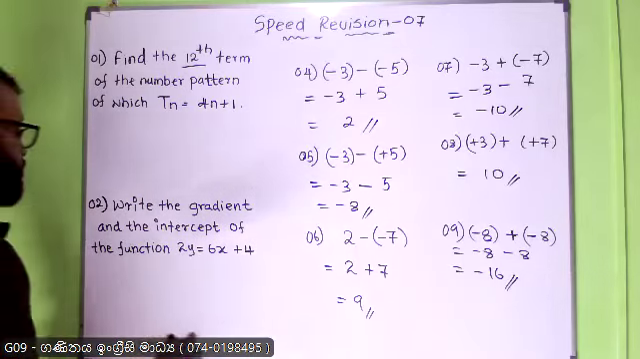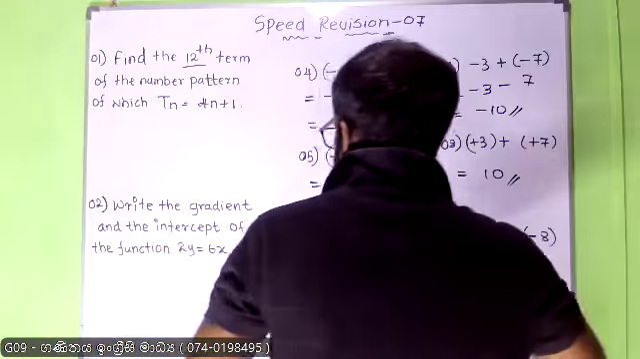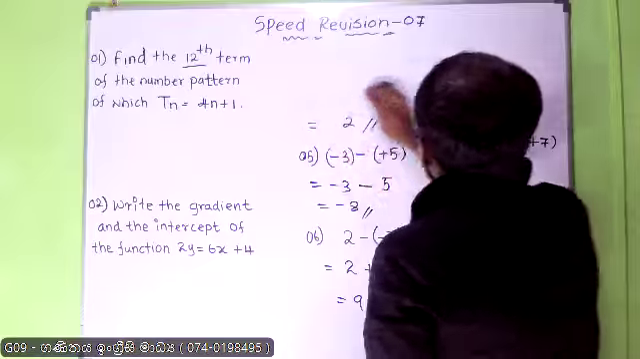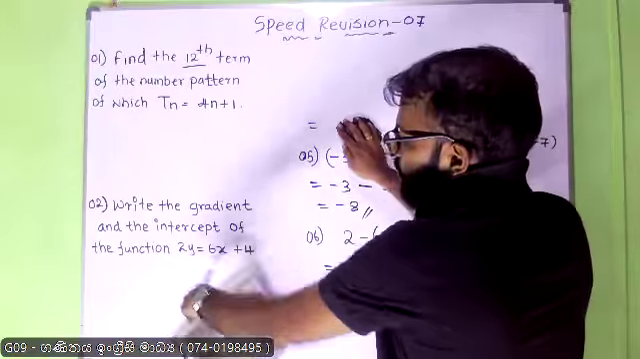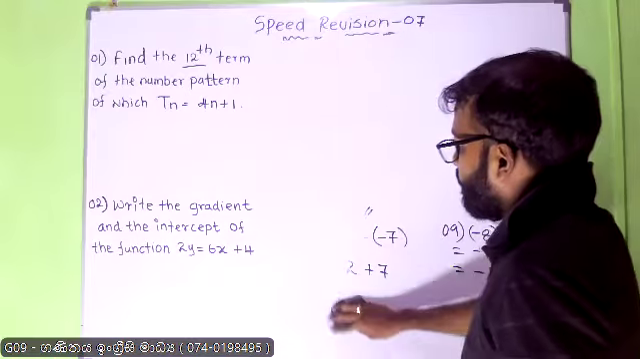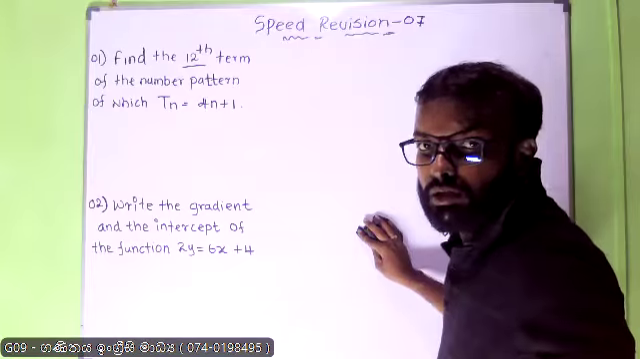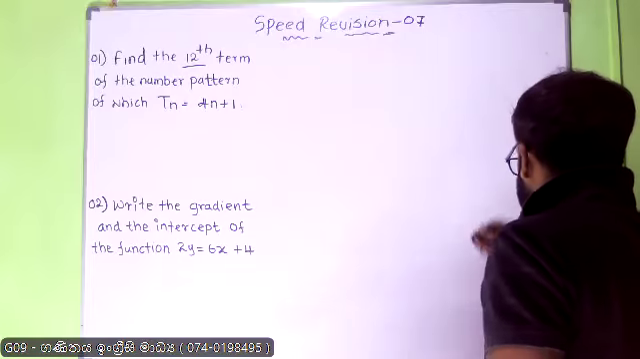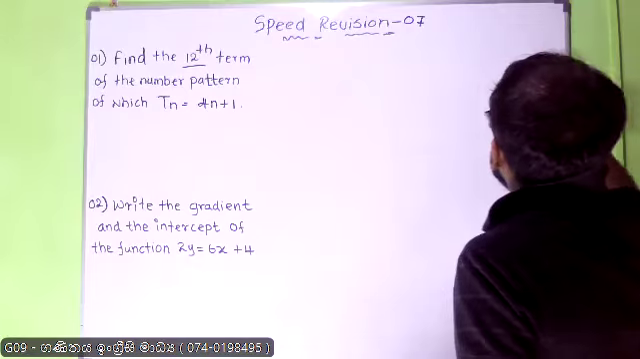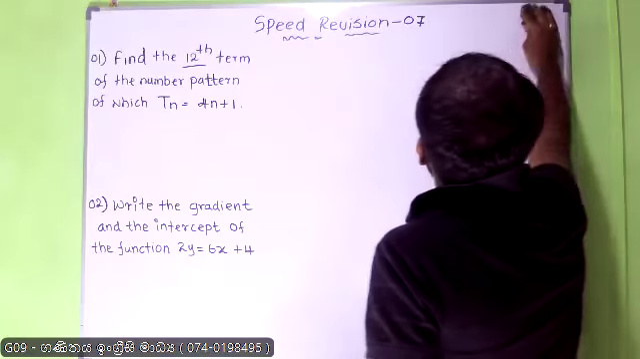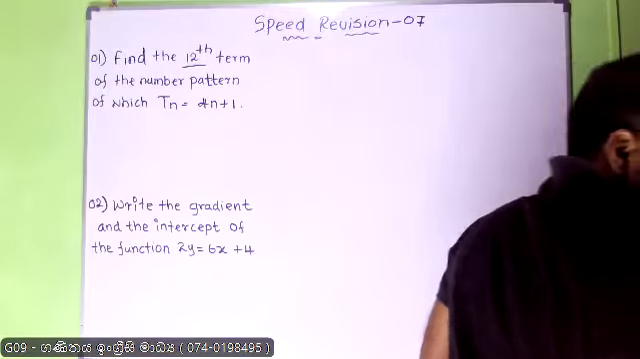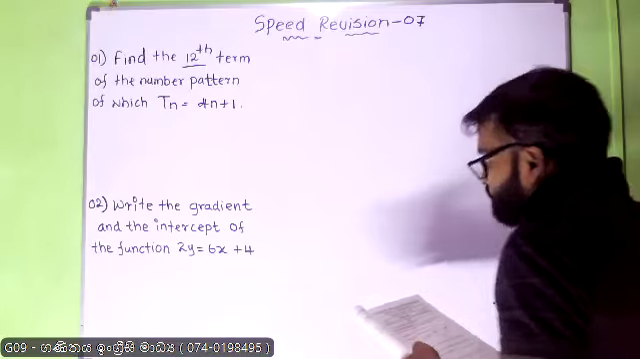Write the gradient and the intercept of the function 2y equals 6x plus 4. So you have to make sure that you have y equals mx plus c, right? This is from the graph lesson. I will do the graph lesson because it is a second term lesson, so that you can have the full knowledge. So do not worry about that, right?